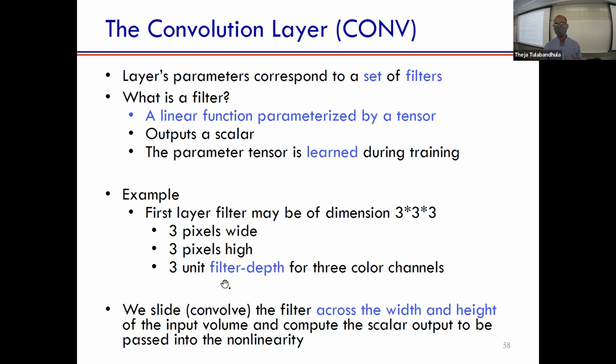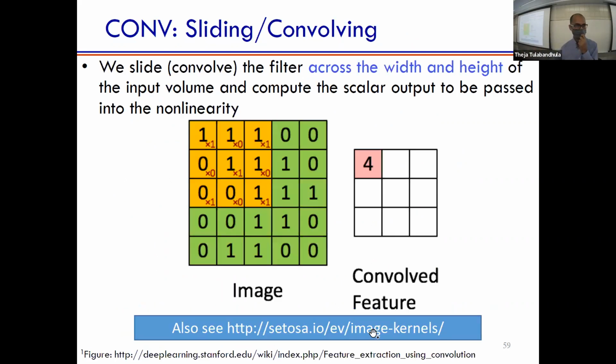So what do we do with a filter? How do we get this slice that I've been showing with my mouse? We slide, and the technical name is convolve. We slide the filter across the width and height of the input. The input is still a tensor, but we slide only on the face of it, and compute one scalar output. Here's an illustration where I have removed the depth.